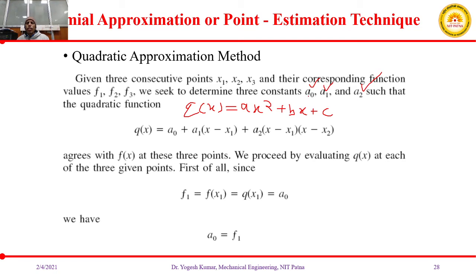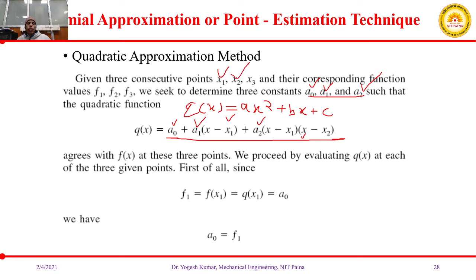We are choosing the constants a0, a1 and a2 in such a manner that the quadratic function is converted into q(x) equal to a0 plus a1 multiplied by (x minus x1) plus a2 multiplied by (x minus x1) into (x minus x2). You can see the form of the equation remains the same. It is again a quadratic equation, but three constants have been introduced in it.